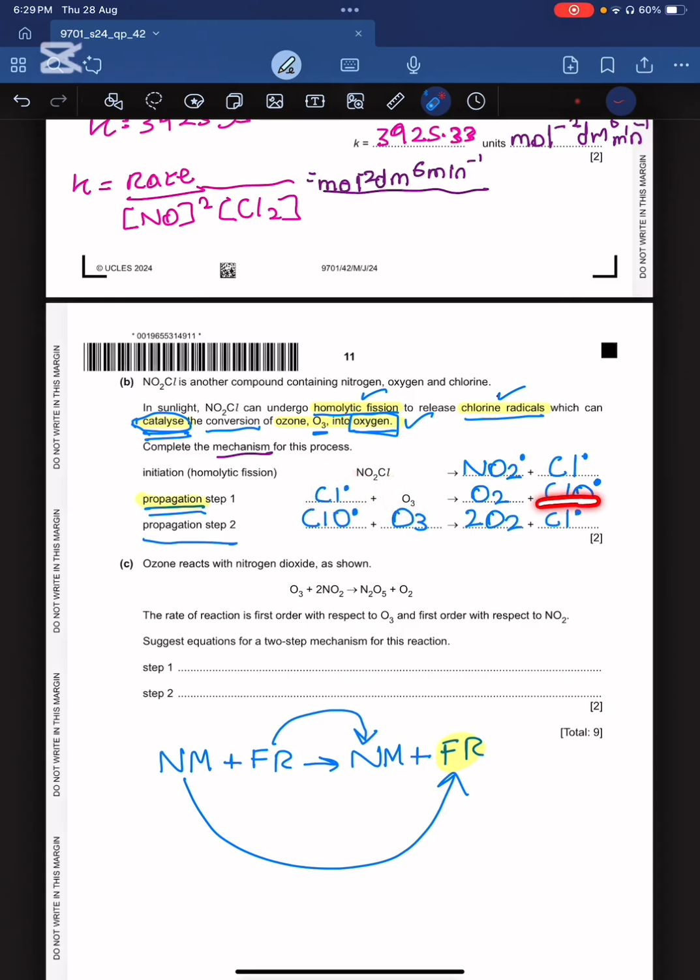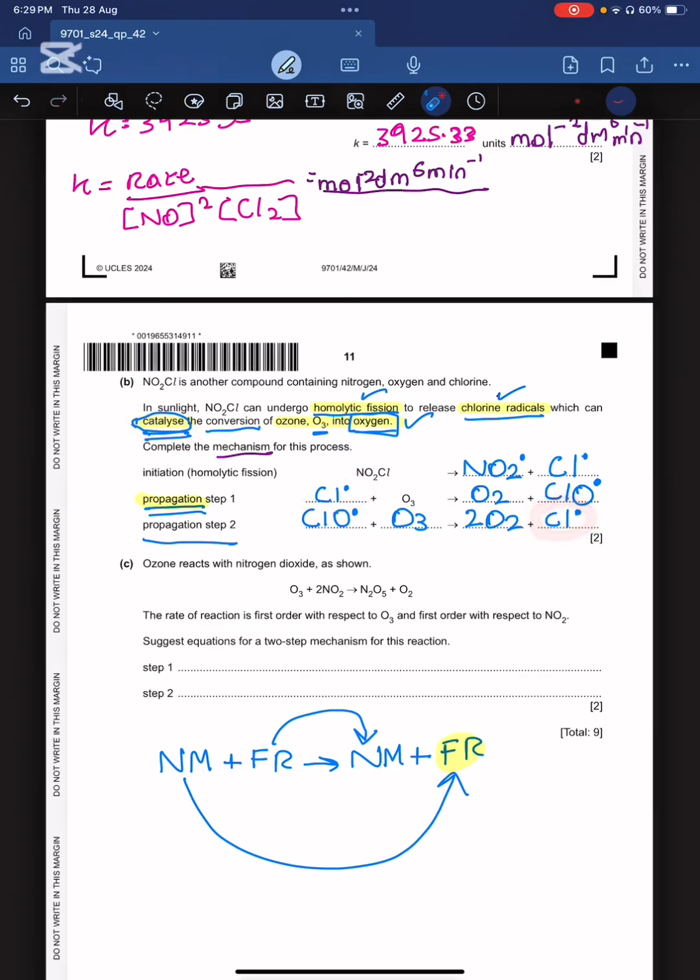And as I said, here we knew two things. It's a propagation step. We always need a free radical at the end of the chemical reaction. And in this free radical, we should have a chlorine atom and an oxygen atom. Chlorine atom, oxygen atom, radical. All three boxes are ticked. Next, it's a catalytic process. Cl radical is the catalyst, which means that it needs to be regenerated.